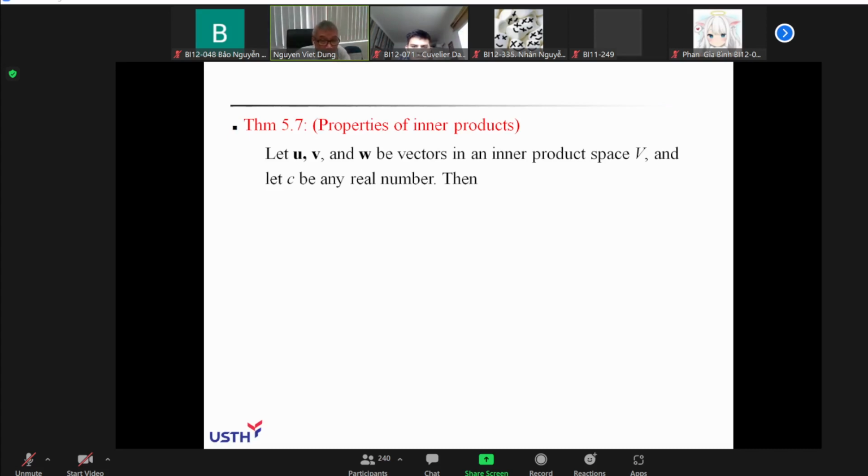We have the properties of inner product as something like that. The inner product of the zero vector with any other vector is always zero. And for the inner product, we have that. That is a property of distributivity. And that one is some kind of, how to say, some kind of associativity.